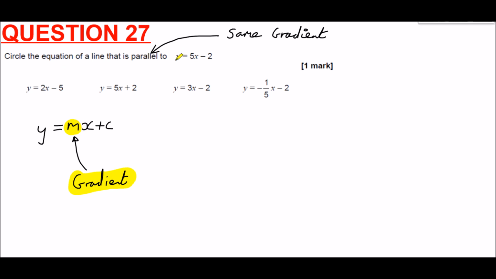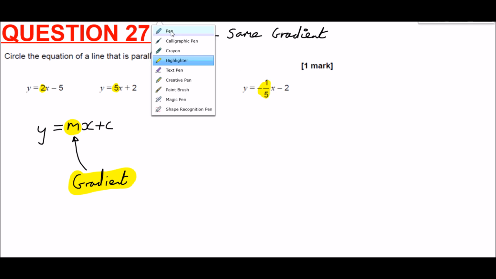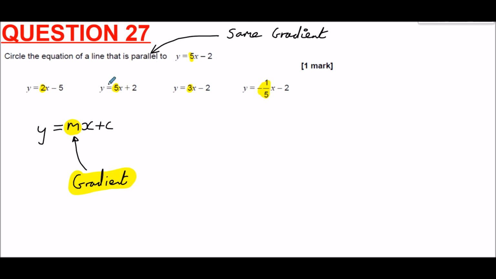And so for this line here, because it's written in the form y equals mx plus c, this one's got a gradient of 5. This one's got a gradient of 2, which isn't the same. That one has got a gradient of 5, so that one is parallel because it matches with that one. This one isn't the same, and minus 1/5 definitely isn't the same as 5. And so the one with the same gradient is just the one with the same number in front of the x, which is this one. So this is the answer we need to circle. y equals 5x plus 2.